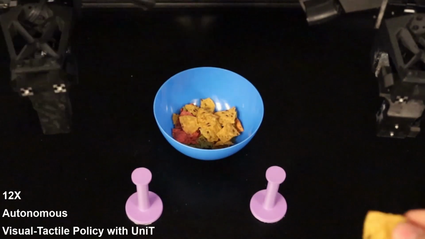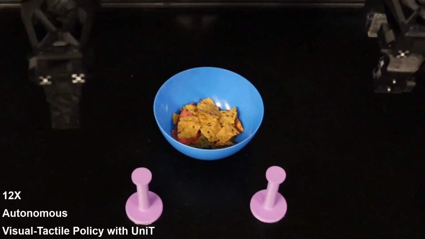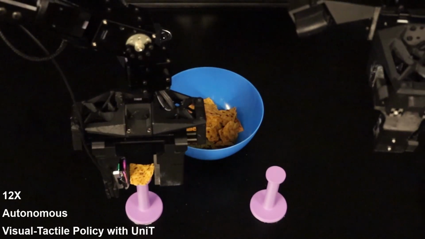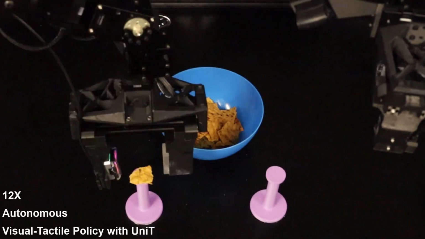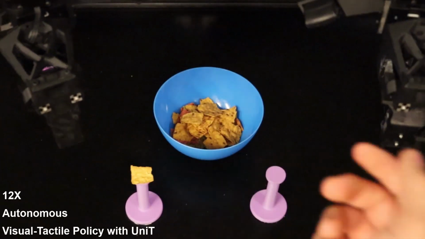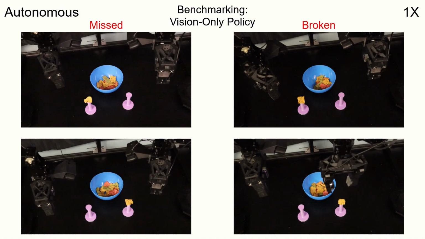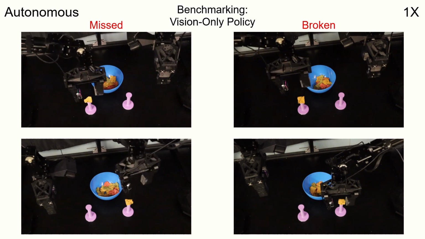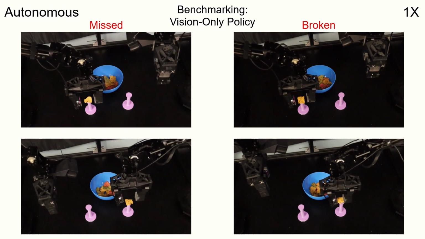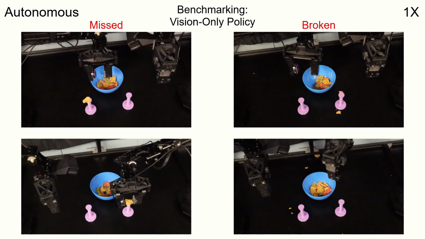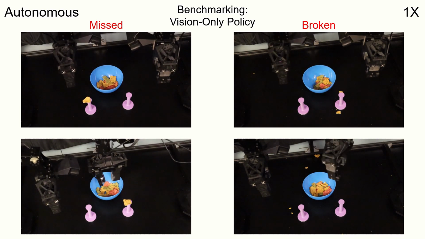Despite the continuous changes in the shapes and sizes of the chips, the policy consistently performs the task well. However, for a vision-only policy, relying solely on visual feedback makes it difficult to accurately determine the state of the grasp. This can easily lead to missing the grasp or breaking the chips when handling chips of different sizes.